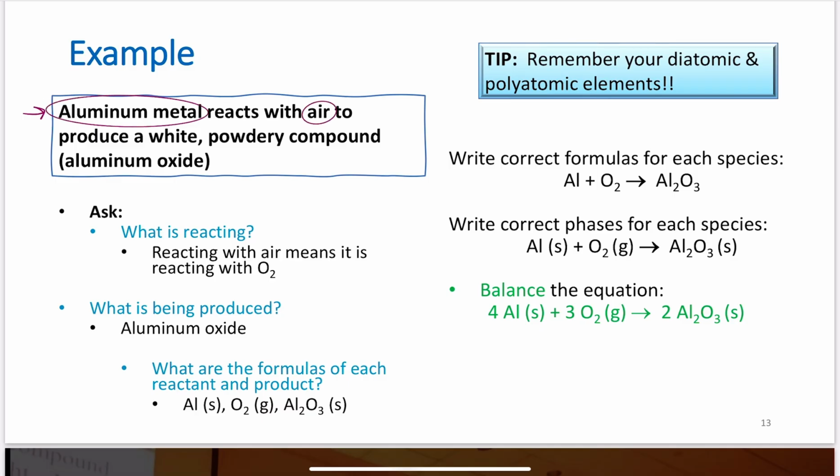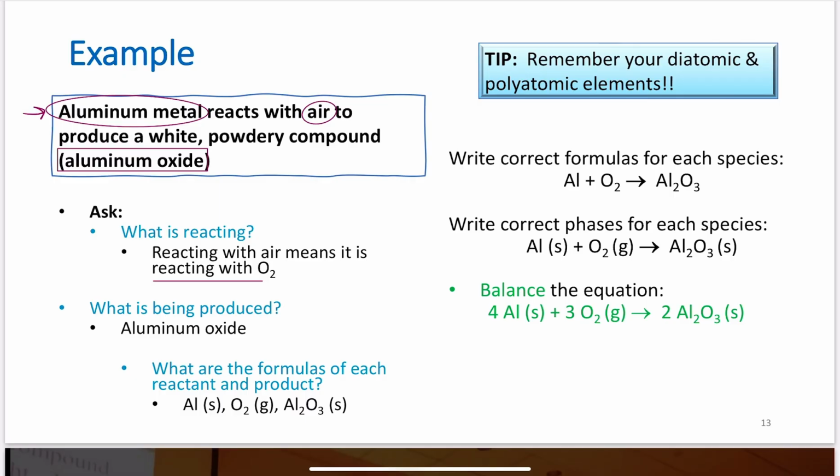Air isn't very specific. Why do we say air? I don't know, it's probably because it's easier. But when we say it's reacting with air, we really mean it's reacting with O2. It's reacting with oxygen gas. What's being produced? It's producing a white powdery compound. It's producing aluminum oxide.